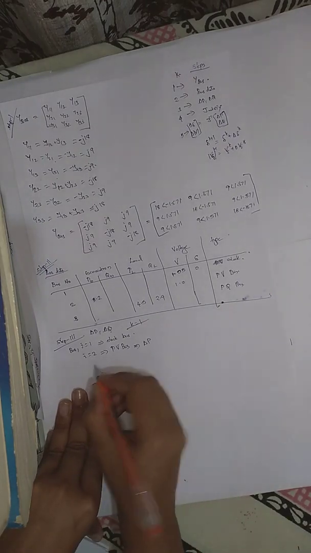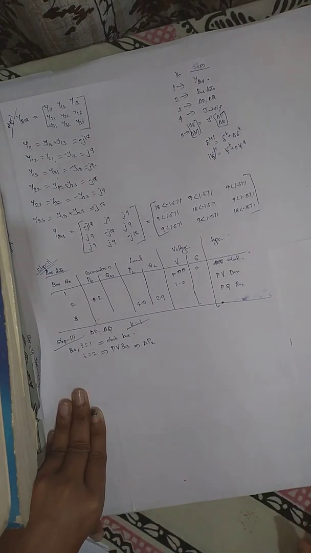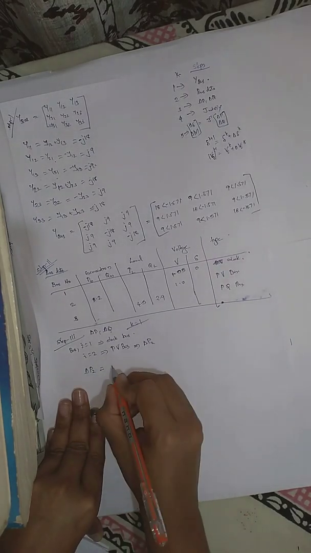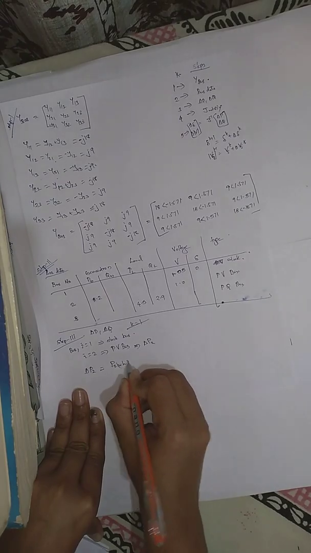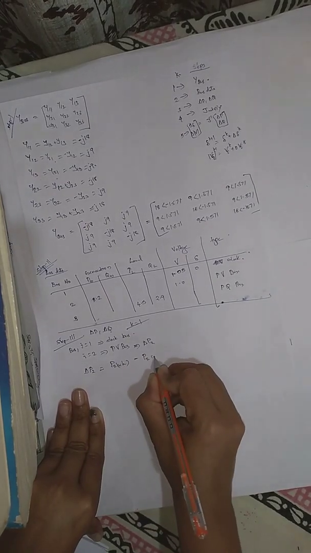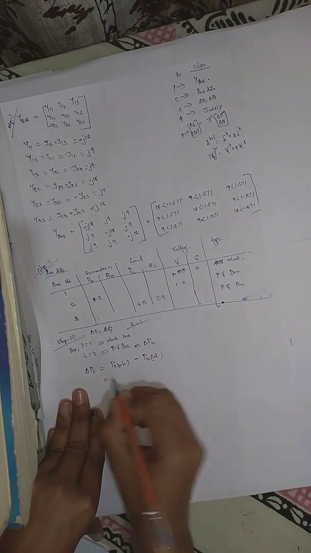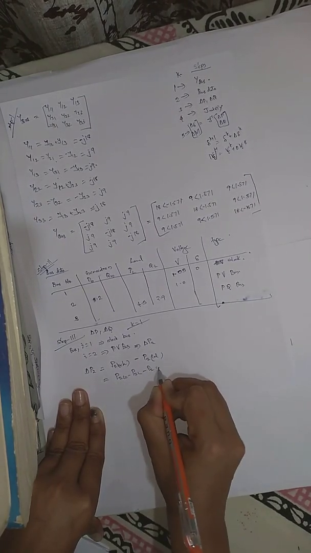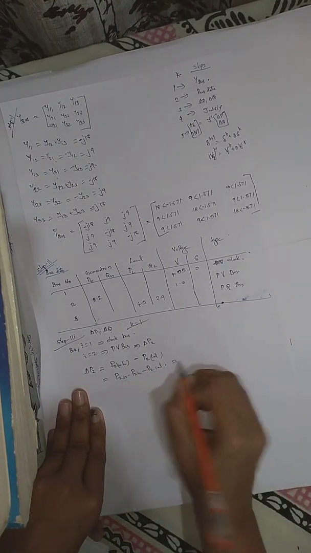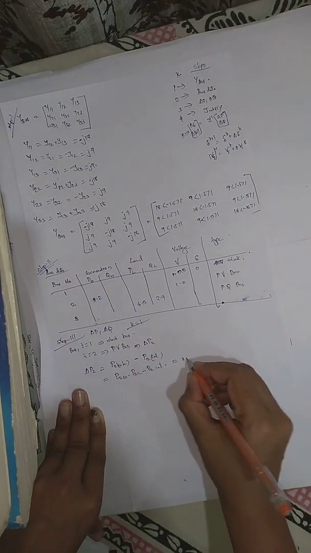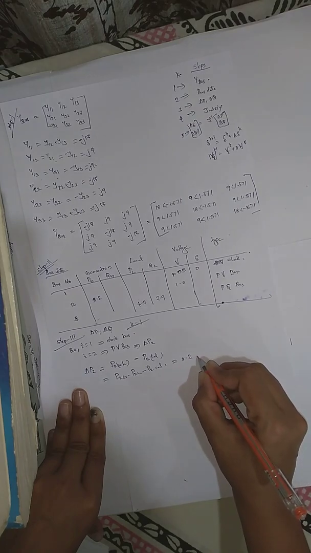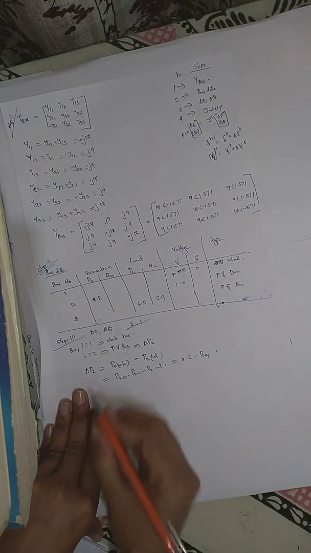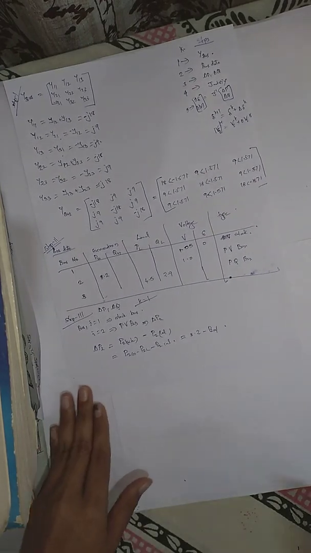I have to find out delta P2. So delta P2 is equal to P2 scheduled minus P2 calculated. What will be P2 scheduled? That is P2 generated minus P2 load. P2 generated we know is 3.2, so 3.2 minus 0, minus P2 calculated. So we have to find out P2 calculated.